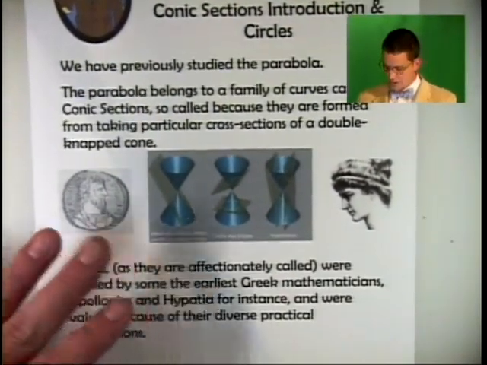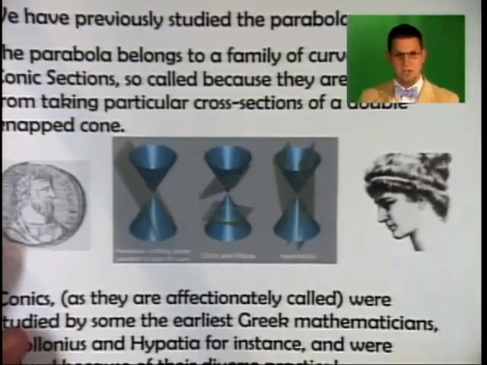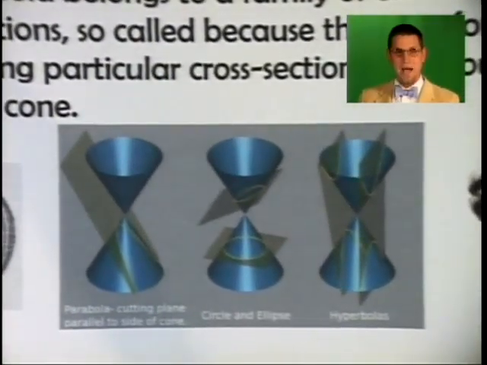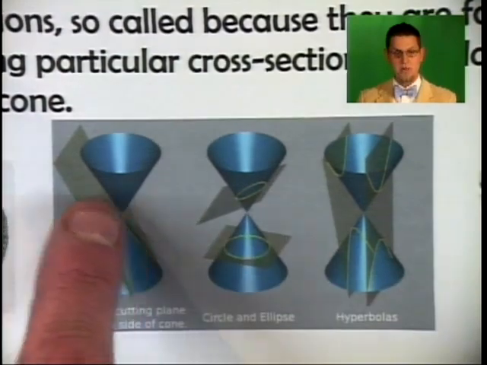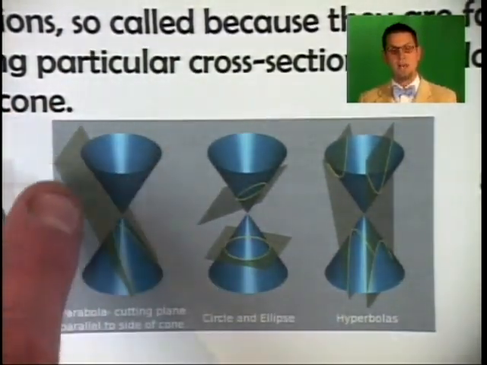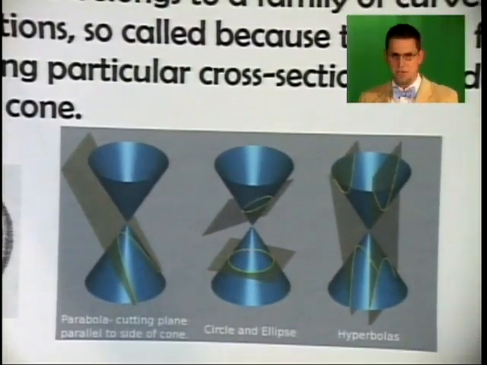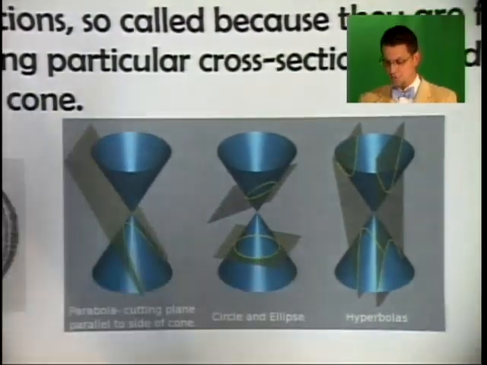Here's another diagram of what we're essentially doing here. This is called a double-napped cone. It's a cone with another one on top of it. And that one is specifically needed for one specific type of conic. But notice we're dissecting or cutting it with a plane, kind of like slicing it with a knife. And each time we do, we're going to get a different cross-section.